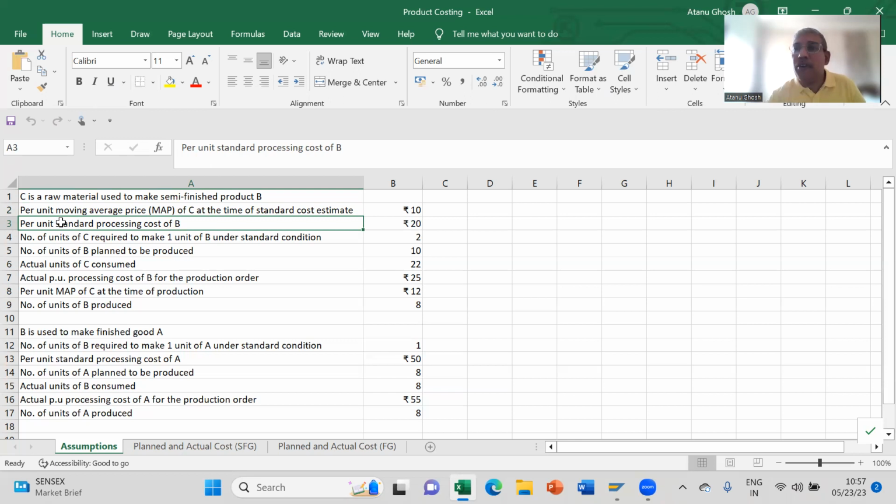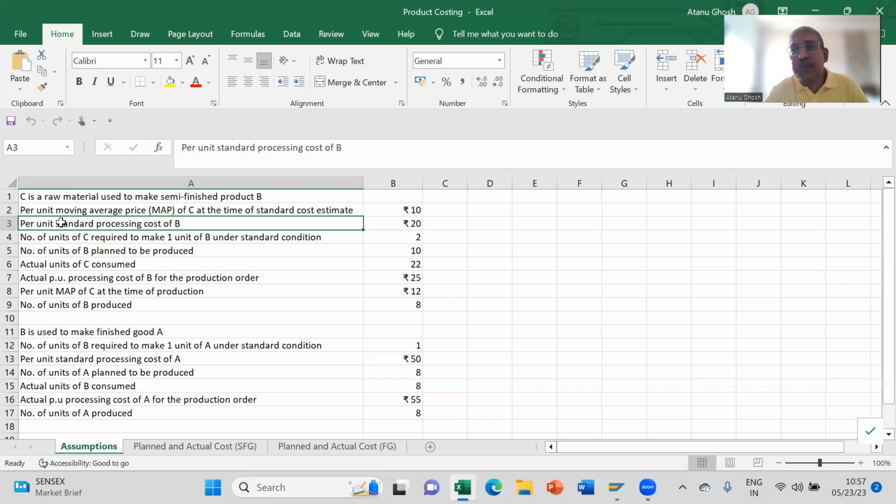And the processing cost of B under standard conditions is given as ₹20. Now, calculation of the processing cost is a different subject. We will not discuss this in great detail in this video. However, very broadly, what is done is you first find out what are the components of costs that go into the processing of a material, let's say B.